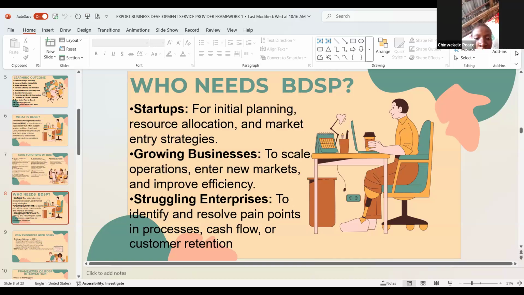So with support of BDSP, you're not just surviving, you're thriving in the competitive markets. And that's what we all want to do. So startups need it, growing businesses need it, struggling enterprises need it. These are the people who need BDSPs. And I believe that the majority of us here fall into that category.